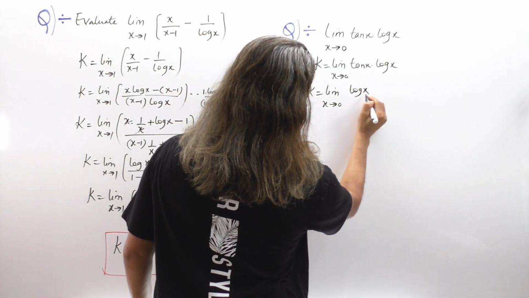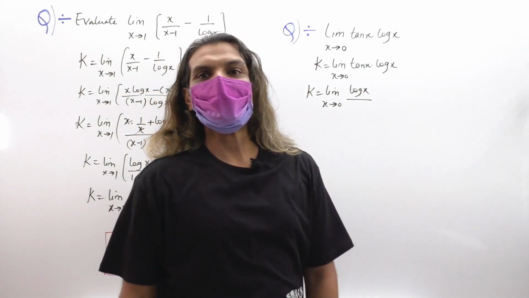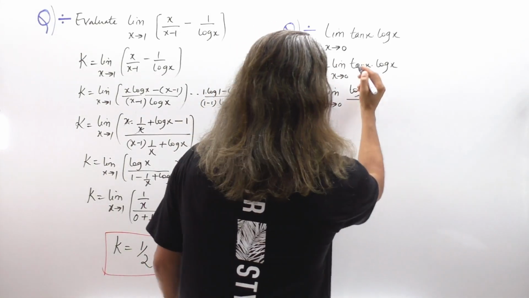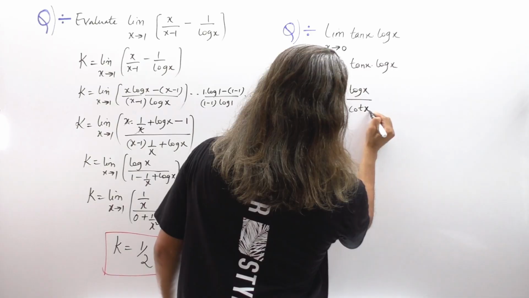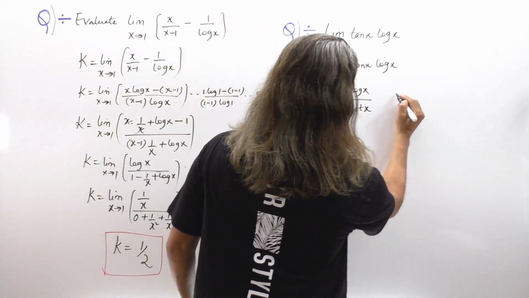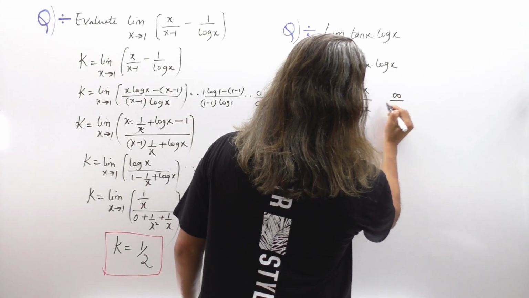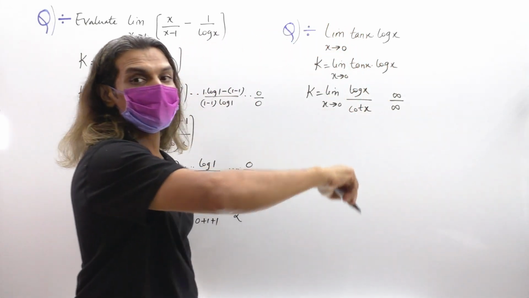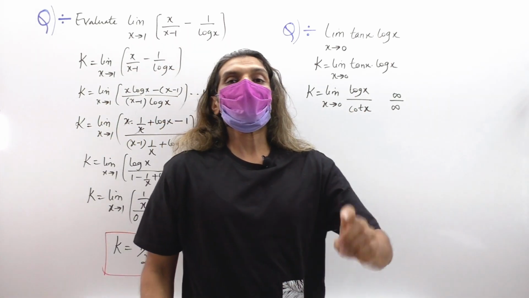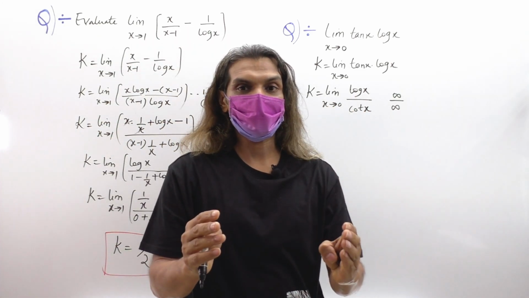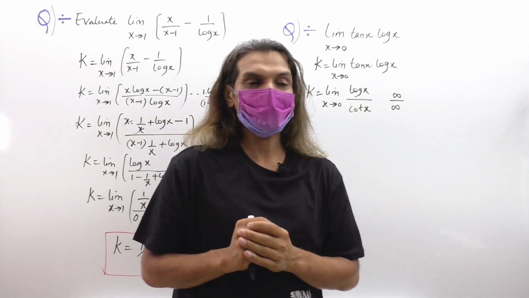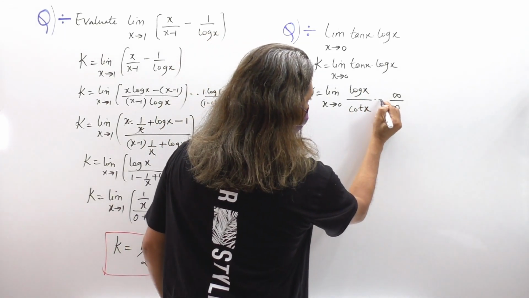We cannot do anything as it is, but tan x can be written as 1 by cot x. 1 by cot x is tan x, the opposite. So we can write tan x as 1 by cot x. Now this is a fraction. Again apply and see what happens. Log 0 is what? Infinity. Cot 0 is again infinity. Remember these two things: log 1 is 0, but log 0 is infinity. Tan 0 is 0, so cot 0 is again infinity. Infinity by infinity. Okay, so we can apply L'Hopital's rule here.